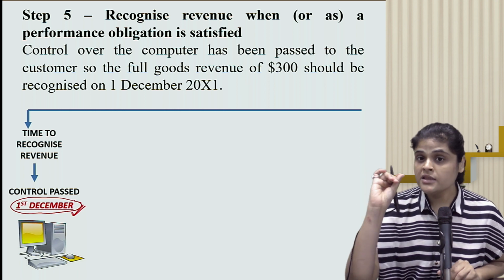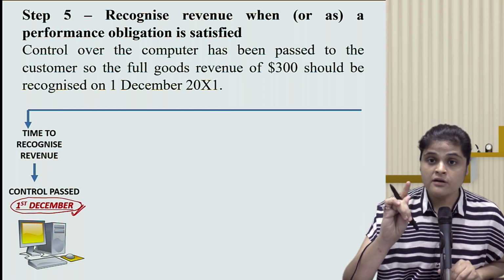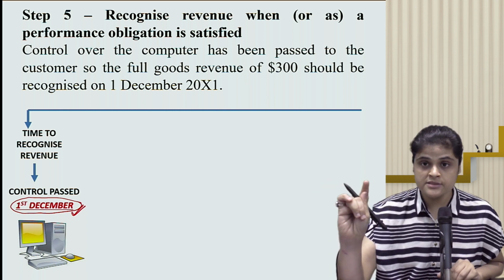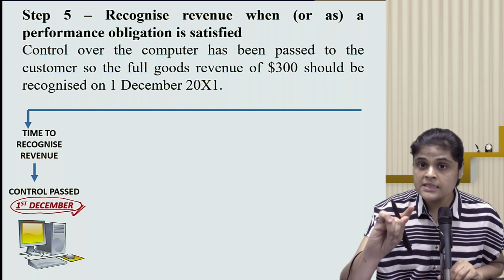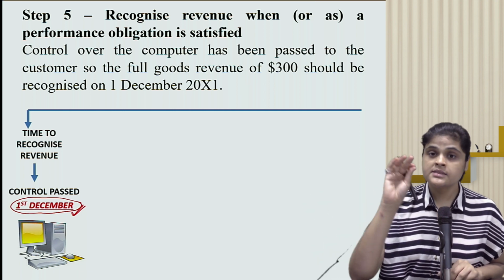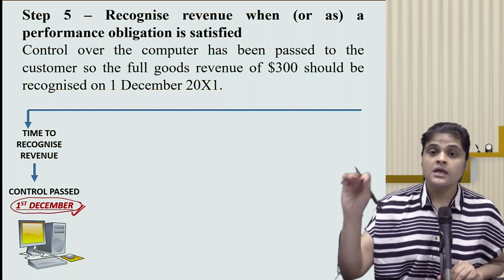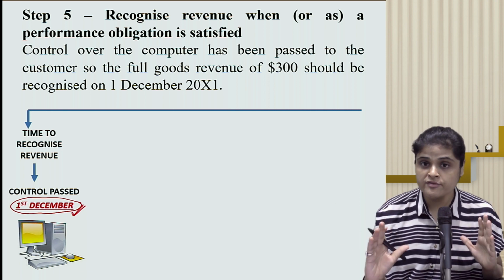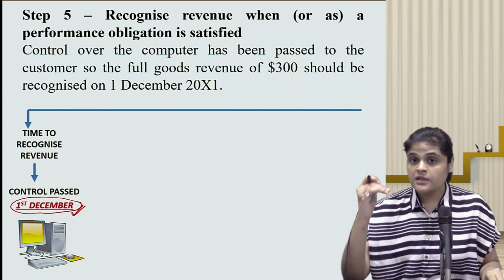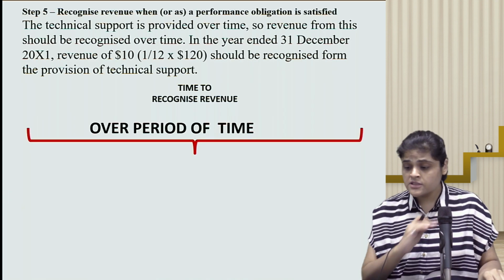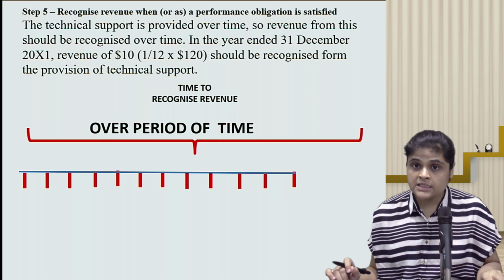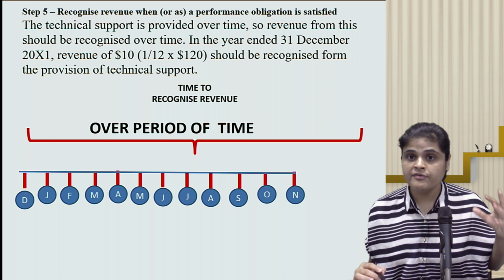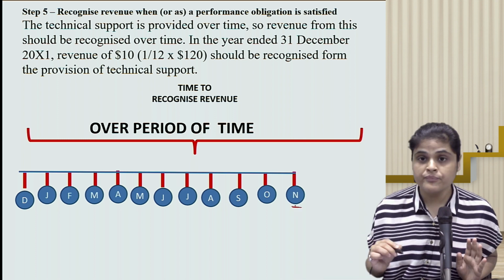See, in step number 5, one thing is very clear. The seller can record revenue only when the performance obligation is satisfied, which means as soon as the promise is complied with, the seller has fulfilled his promise, he has performed his obligation, he is absolutely eligible to record the revenue. Alright? There is another promise also wherein we are providing services over a period of time. The technical support will be provided for 12 months, starting from December, Jan, Feb, March, April till next year's November.